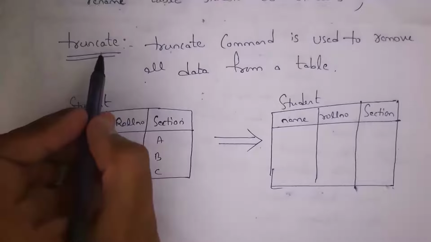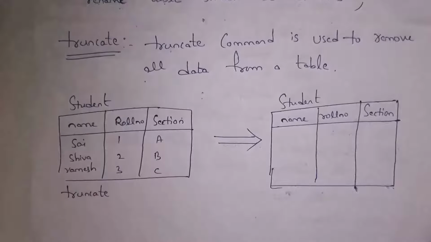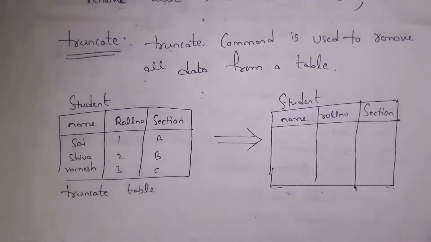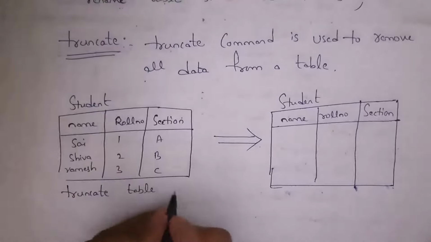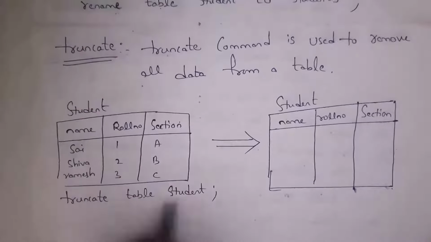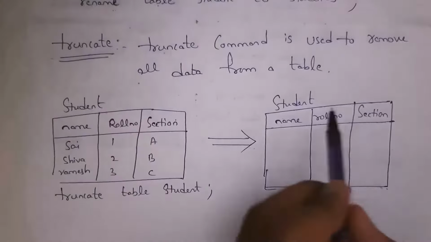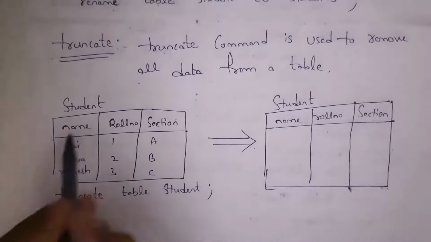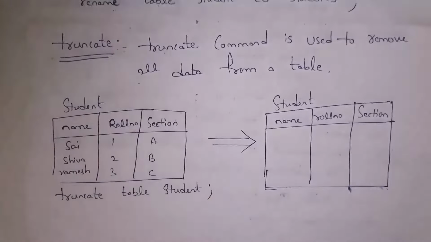For that purpose, we need to use the truncate command. So just write here truncate table and give the table name. My table name is student. So just write here student. Whenever you write this code and click enter, my table will look like this. It will remove all data which is present in my table. This is the use of the truncate command. The truncate command will not delete the table and columns. It will just delete the complete data which is present in my table.